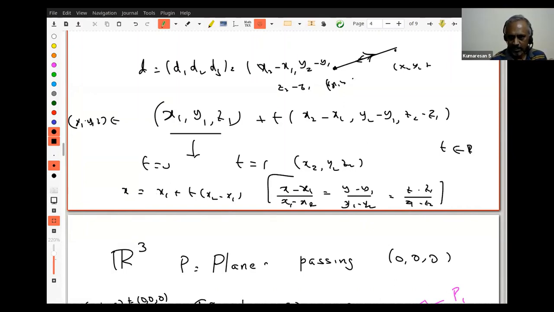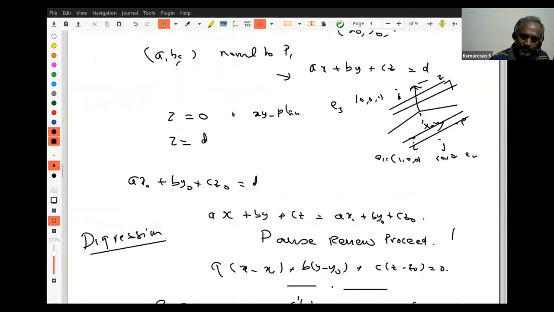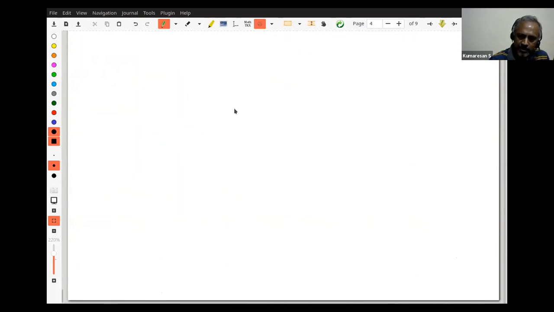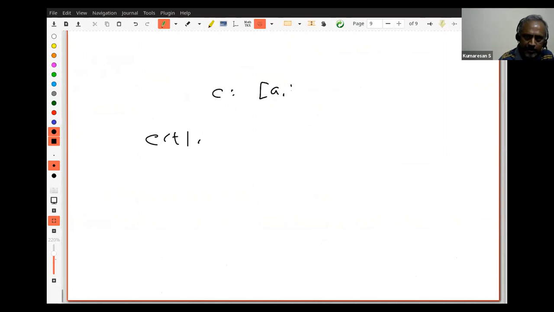Is that clear? Now, what we have to do is find the tangent line of which curve? This you might have done in your several variable calculus in the beginning. I do not know, but suppose C is a curve, from some interval AB to R3. Then I can write C of t as a point in R3, therefore as x, y, and z.